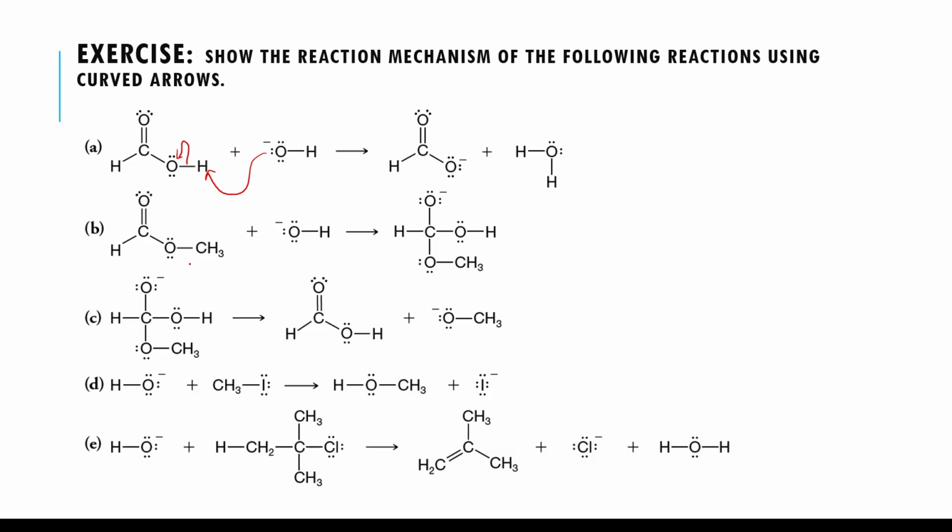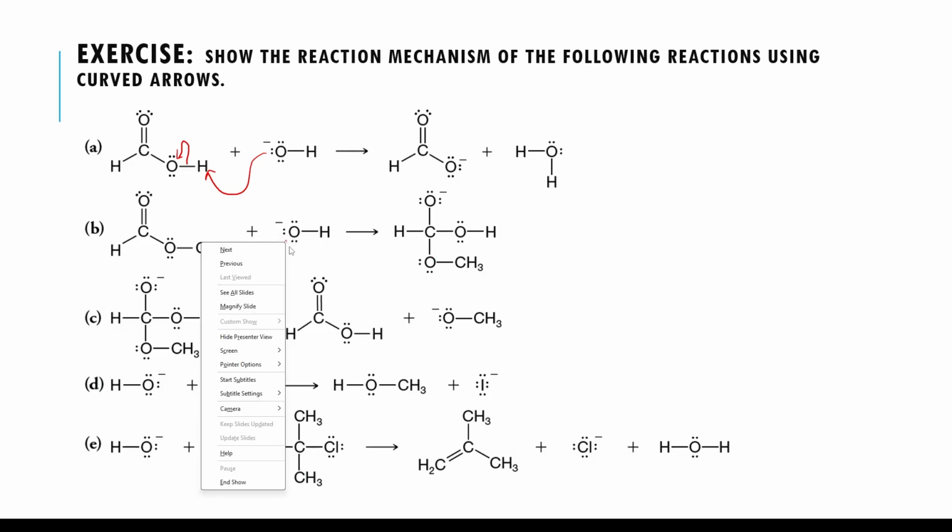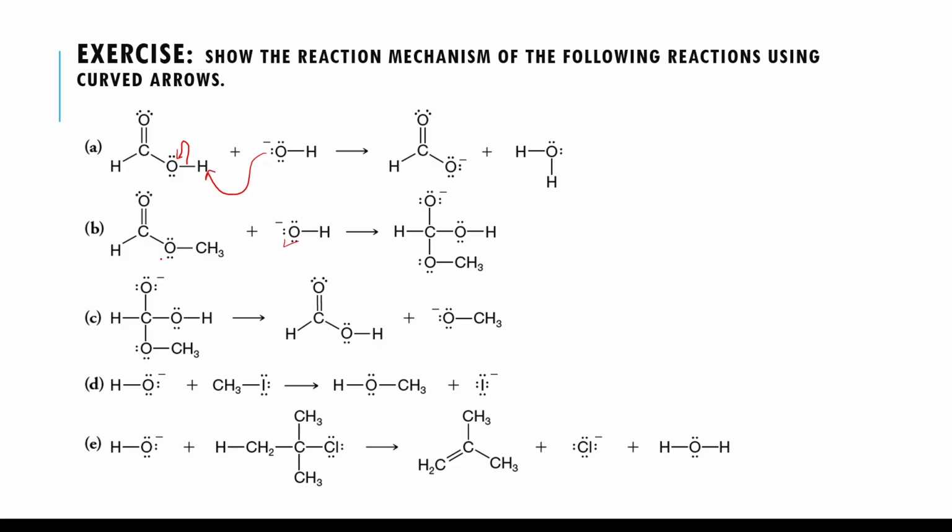Let's move to the second reaction. In the second reaction, we have two reactants, one product. So basically, this is an addition reaction. And what is happening? A new bond between this oxygen and this carbon is forming. If you check the product, there's a new carbon-oxygen bond formation. So that's the first thing.